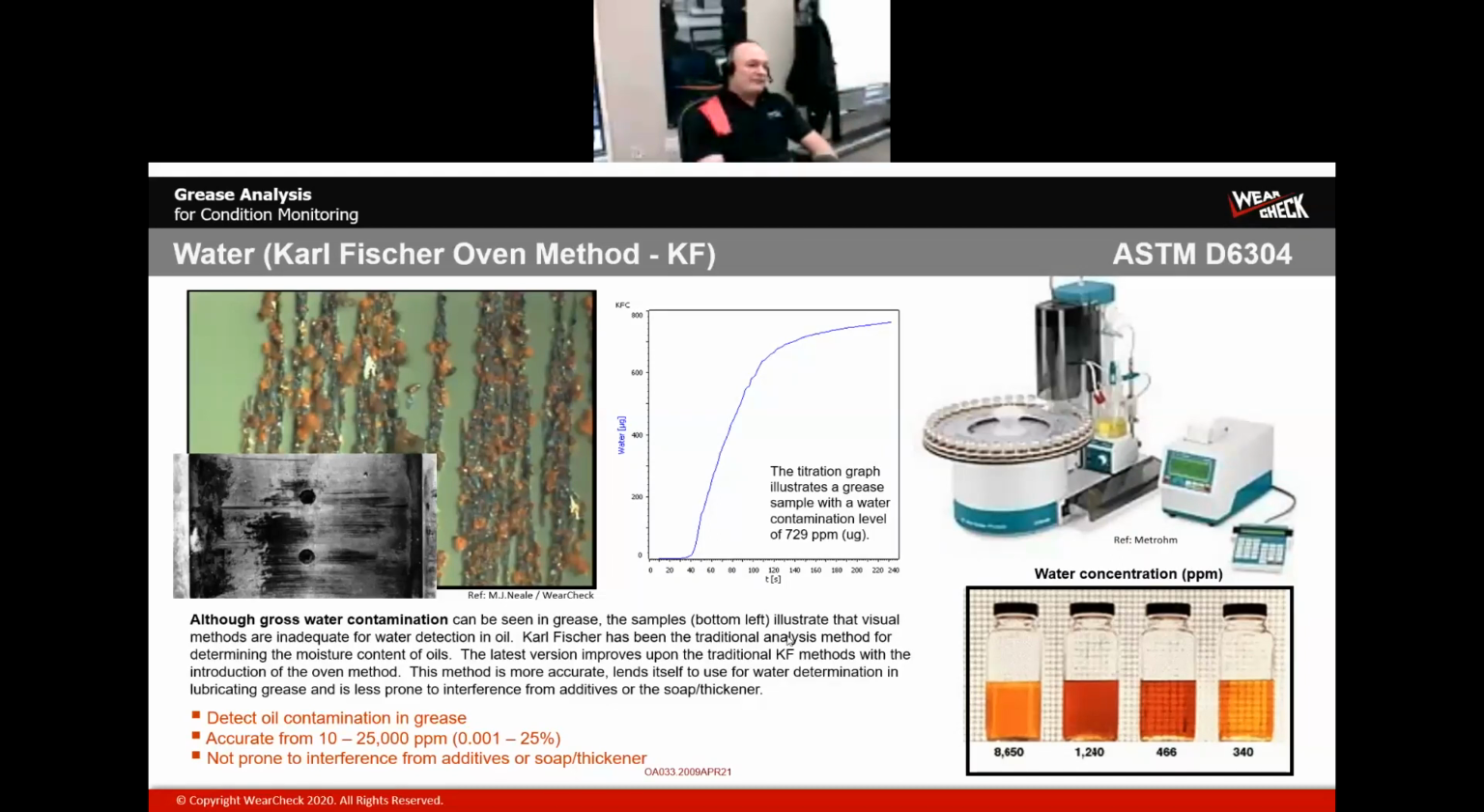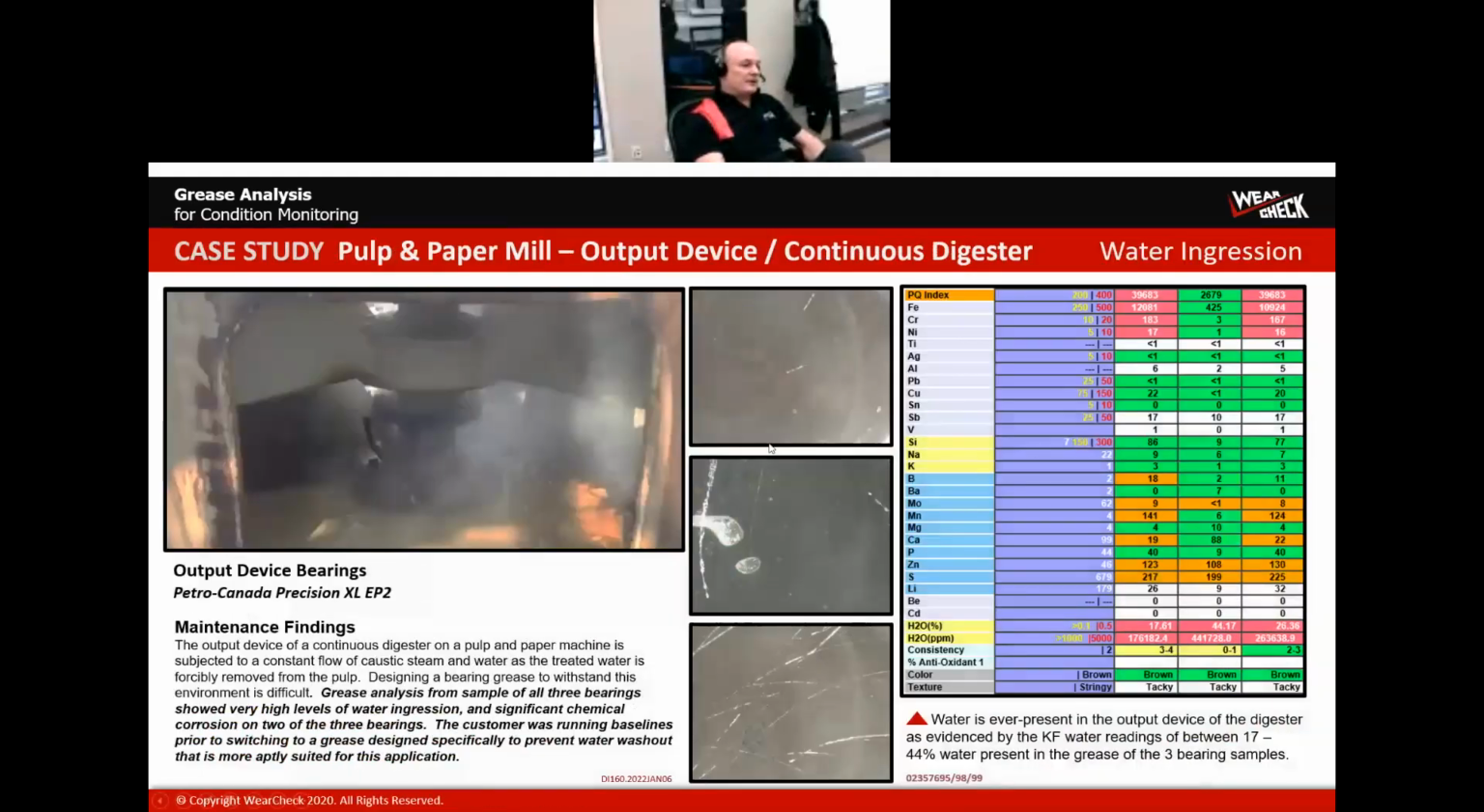So some advantages are that you're not having interference from any of the additives that are present in the lubricant in the grease or any of the thickeners that are present in the grease. You should only be measuring water in this case. So the accuracy is better. It also allows us to measure low amounts of water as well as very high amounts of water. And in some cases, some of our greases have very high readings.